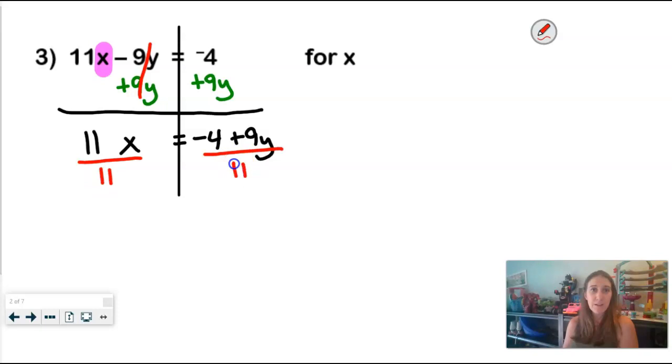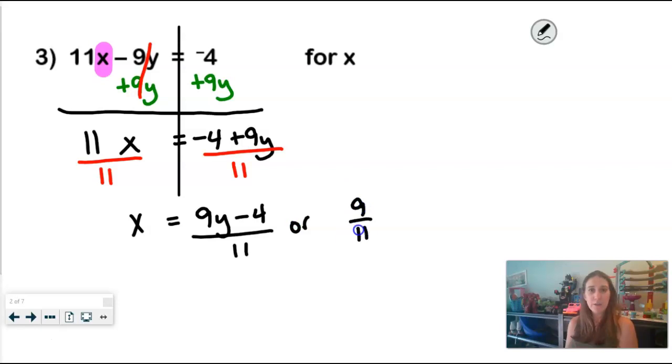And there's absolutely nothing wrong with you keeping that exactly how it looks and writing down x equals negative 4 plus 9y over 11. Most kids don't like the way that looks, so they'll at least change the order on the numerator. They'll say 9y minus 4 over 11. Or you could even break it up and take the 11 and divide each term separately by 11. So they might say like 9 over 11y minus 4 over 11. So literally it's like this version, this version, this version.